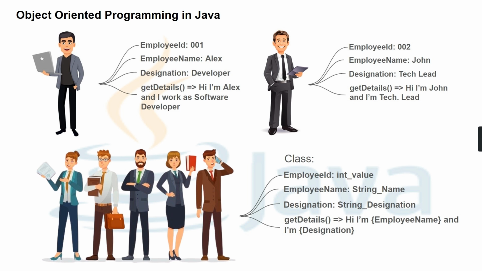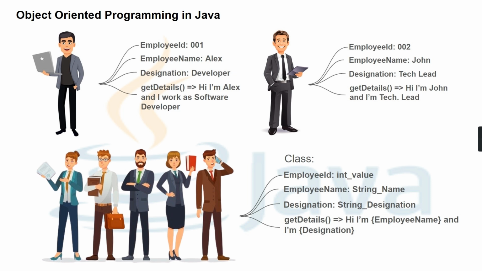So suppose you have to store all these details into one unit. There is no data type that can store the different types of data. For employee ID, suppose we need an integer value. For name, we need a string. For the designation, we also need a string. And then there is also a function that tells what their name is and what their designation is. So we have to create a custom sort of data type, and to create it, we use a sort of blueprint. This blueprint is called a class.